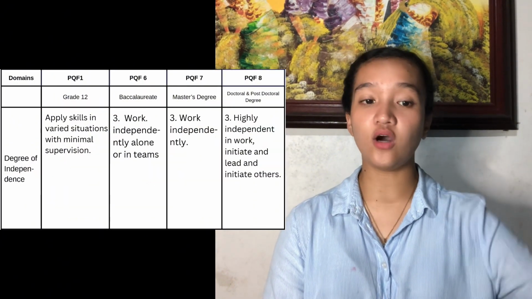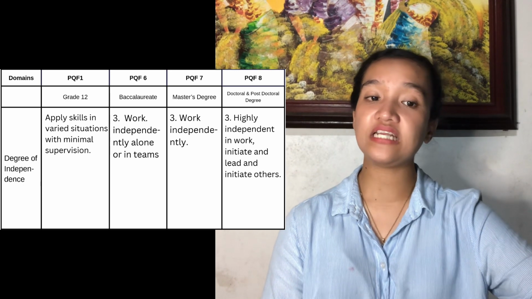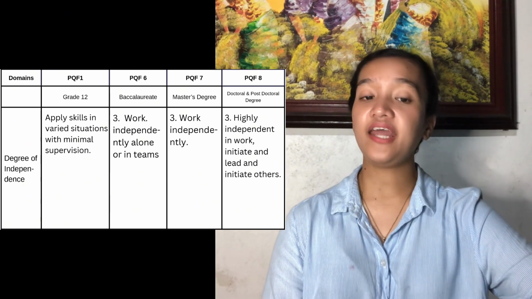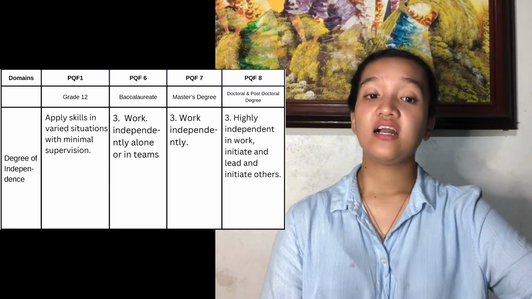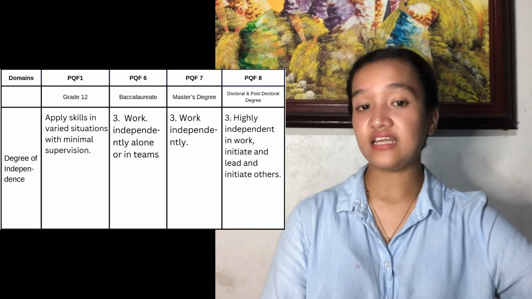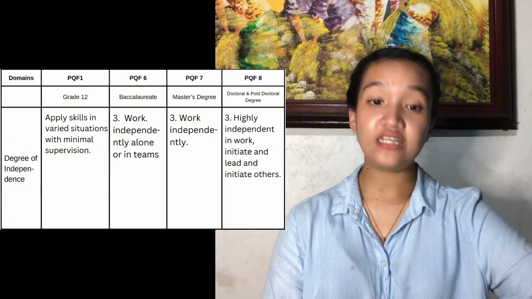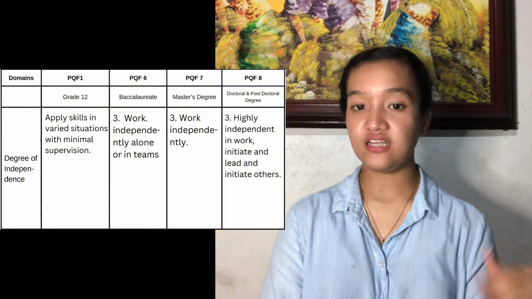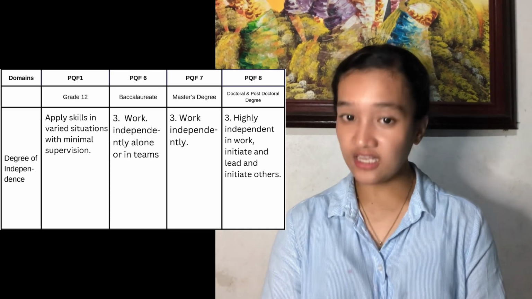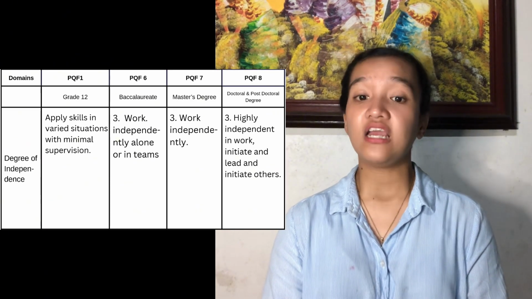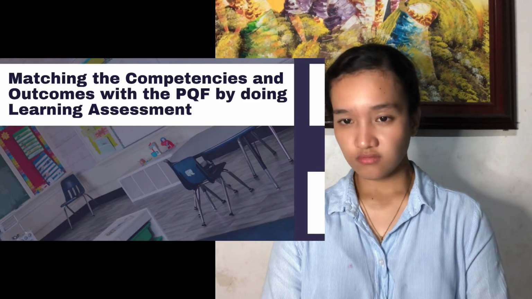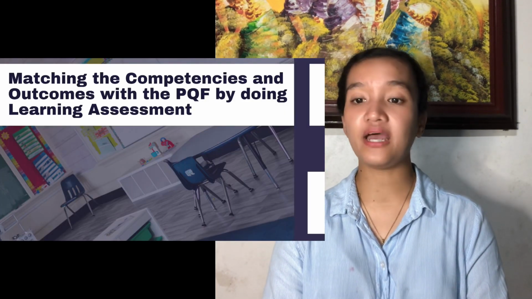In degree of independence, in grade 12, they apply skills in varied situations with minimal supervision. And in level 6, they work independently, alone or in teams. And in level 7, they work independently. And in level 8, they are highly independent in work, and initiate and lead others. Now, we will proceed to matching.